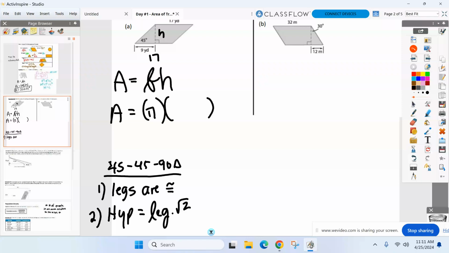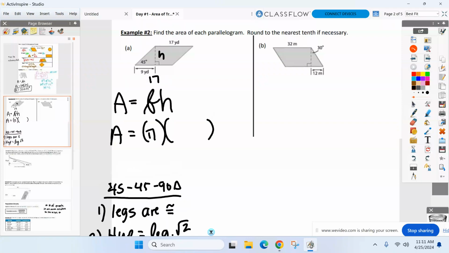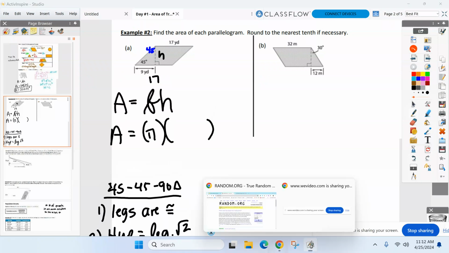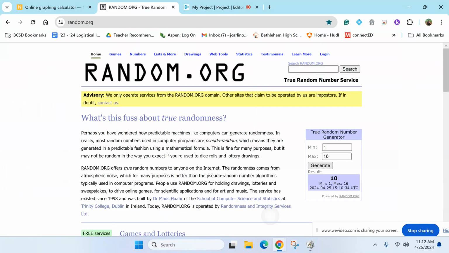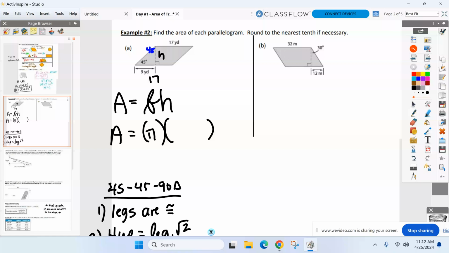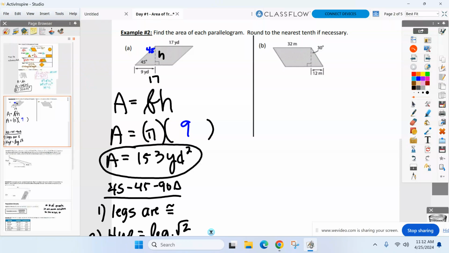All right, let's go back up to our parallelogram. Notice the 9 I gave you is across from one of the 45s, and the height is across from the other. All right, what's the height then? 9. There it is. Legs are congruent. So we have 17 times 9. I'm not even going to ask anybody. 153 square yards. Make sure it's squared. Units, units, units.